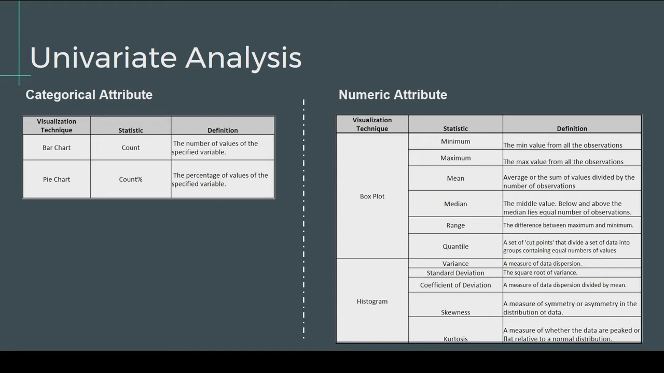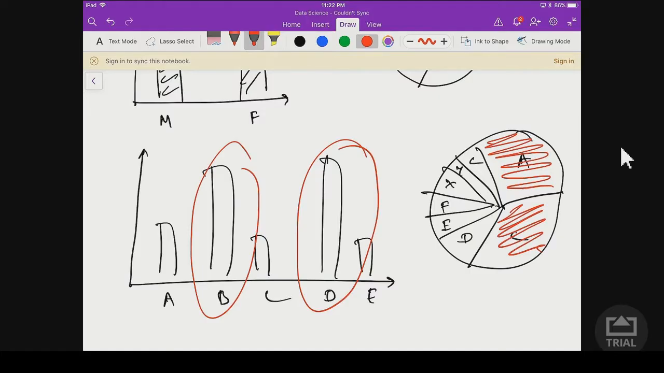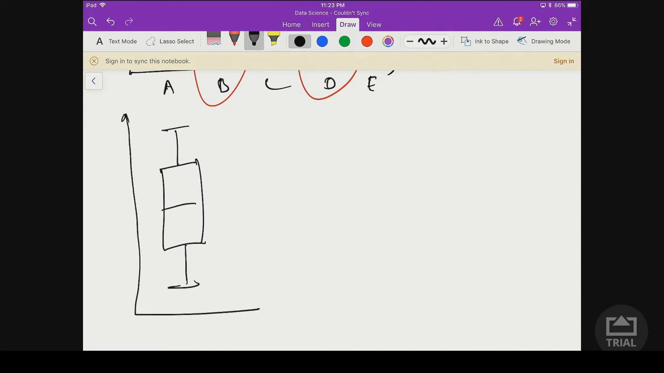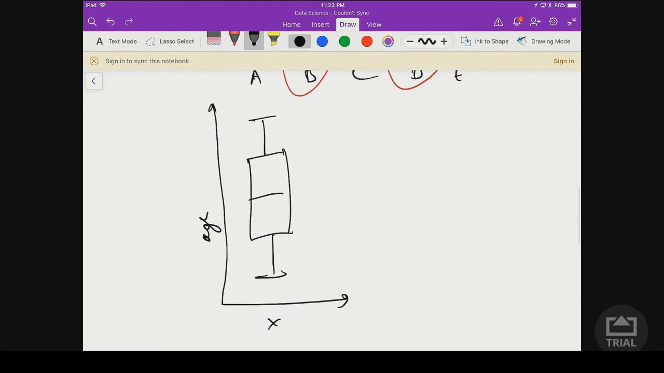So let's look at this using a visual tool. Let's assume that we are trying to understand age of students as an attribute. Now this is a numeric attribute. I'm using a box plot to understand what it looks like. A simple box plot can be interpreted using a simple figure. This would be the y-axis, and since this is a single attribute, this would be the x-axis. So you don't need anything on the x-axis, but on the y-axis, you would have age.